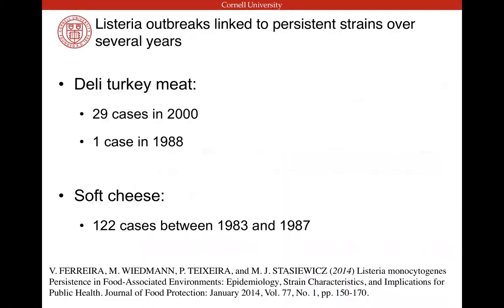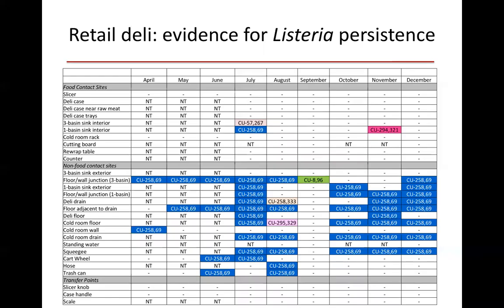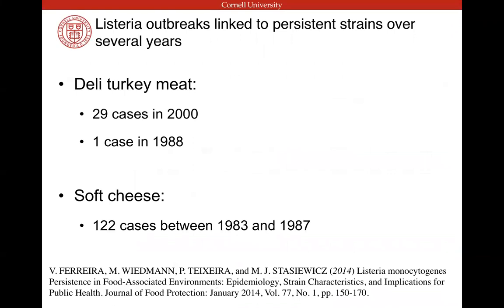So when I'm talking about a persistent strain, you could see in this last example that this Listeria was surviving over several months, and I wanted to remind you that it can survive over several years. So we had a deli turkey meat outbreak in 2000 where there were 29 cases, and with whole genome sequencing, they realized that there was actually an additional case in 1988 that was tied to the same food facility. So you can see over time, this Listeria was able to survive and actually cause essentially 2 different outbreaks.